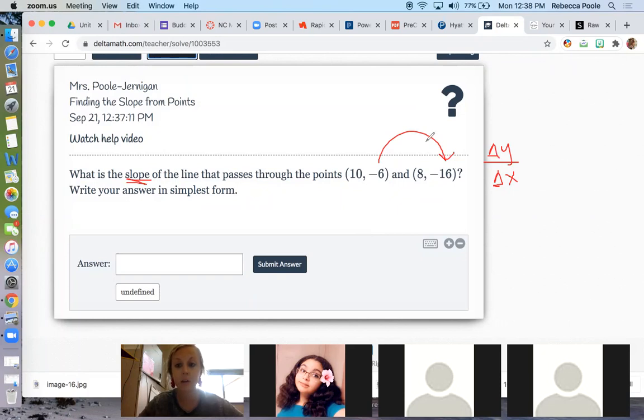10. What with 10? Are we adding 10, subtracting 10? What are we doing? Adding 10. Subtracting 10. So that's my change in y. And then what's my change in x? How are the x changing?